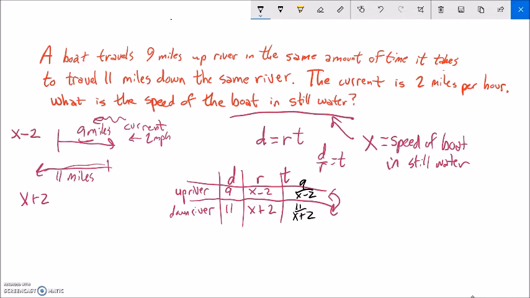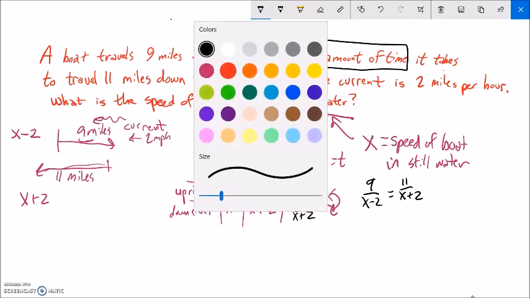Great, so I have this DIRT, distance equals rate times time, relationship set up in this table. And now the thing that I'm going to take advantage of is that they happen in the same amount of time. So the time upriver is equal to the time downriver. So there's my equation that I'm going to solve.